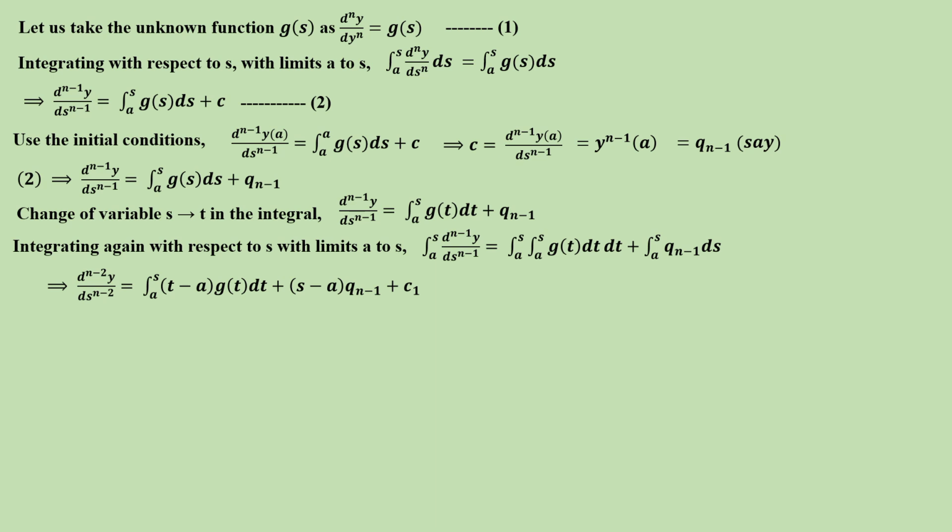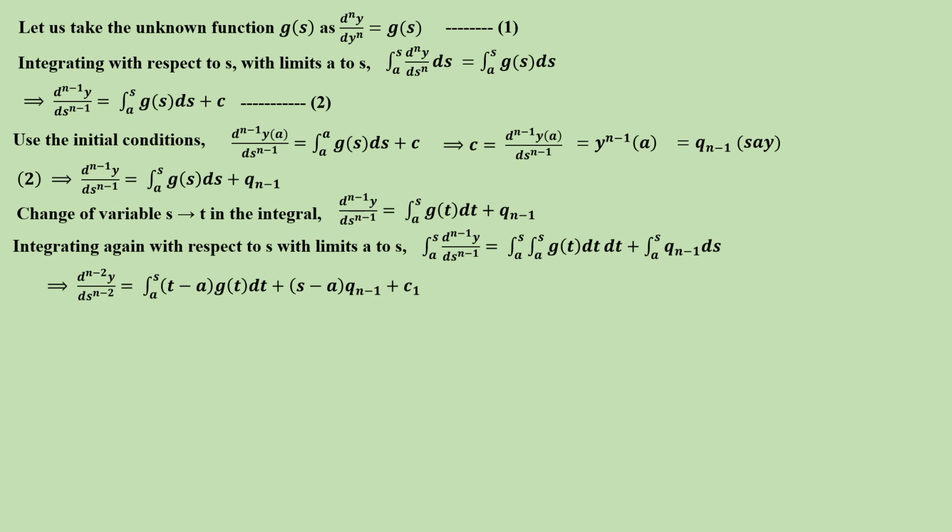So again, the (n-1)th derivative d^(n-1)y/ds^(n-1) can be written as the derivative of the (n-2)th derivative, d of d^(n-2)y/ds^(n-2). So integrating, same idea: d^(n-2)y/ds^(n-2) is equal to the integral from a to s of (t minus a) g(t) dt, plus (s minus a) q_(n-1) plus c1.